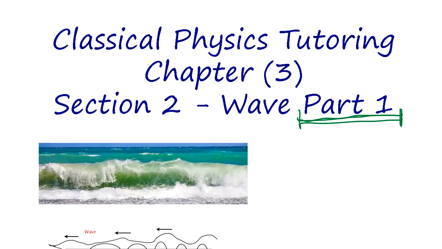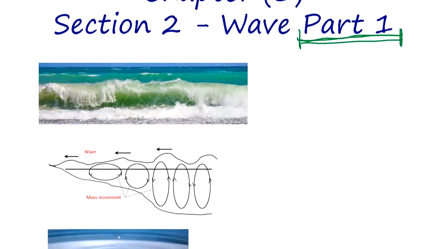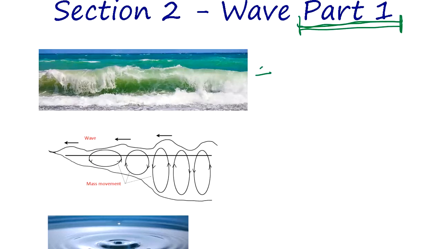Now, the wave. You see the wave in the ocean like that, and you wonder what's going on. The water keeps coming and receding. Is the water really coming from far away all the way to the coastline and receding? Is that what the wave is?